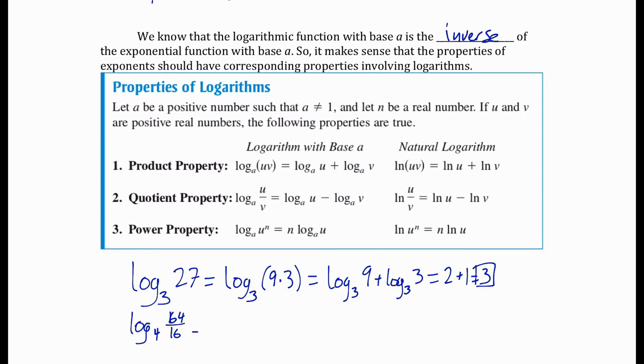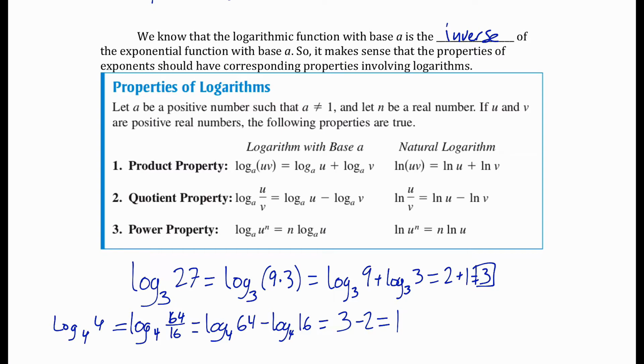But if we split this up into log base 4 of 64 minus log base 4 of 16, well, log base 4 of 64 is 3 because 4 to the third equals 64. And then log base 4 of 16 is 2, so minus 2. We end up with just 1. And again, as I said earlier, this one we could have just said it's the same as log base 4 of 4, which is 1.